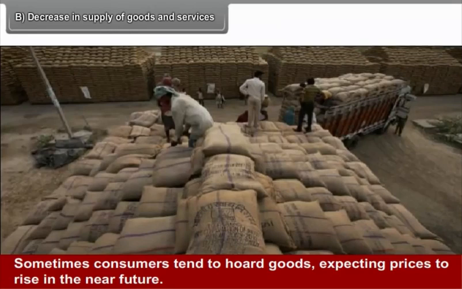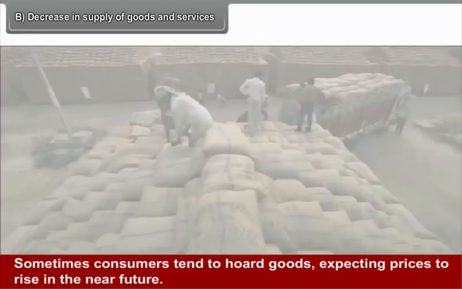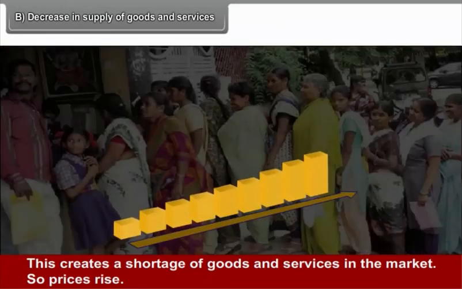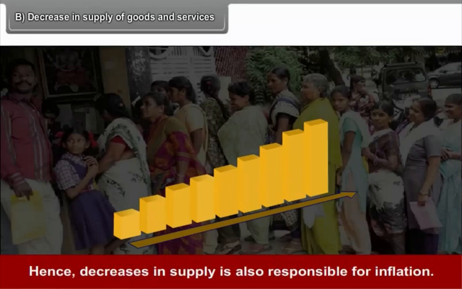Sometimes consumers tend to hoard goods, expecting prices to rise in the near future. This creates a shortage of goods and services in the market, so prices rise. Hence, decrease in supply is also responsible for inflation.